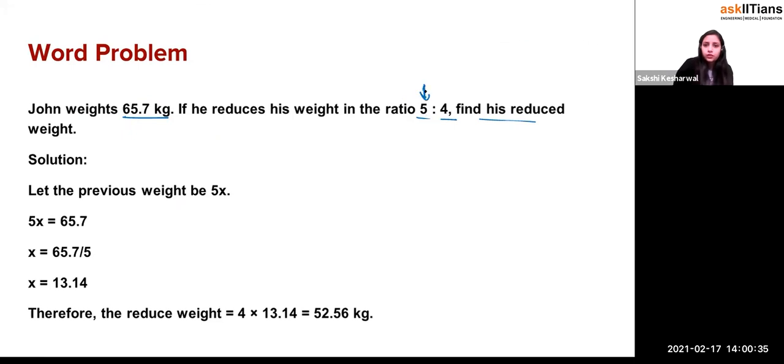So originally, 5 parts were equal to 65.7. So one part will be, now it's written with the x. You can go with x instead of writing parts. You can just go with x. We have done the algebra. You can do it like that, right? So this is equal to 65.7 divided by 5, right?